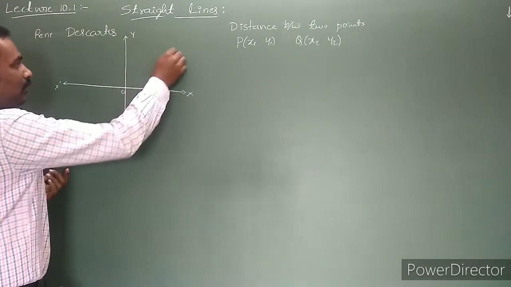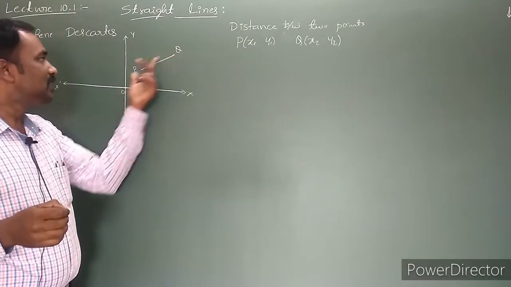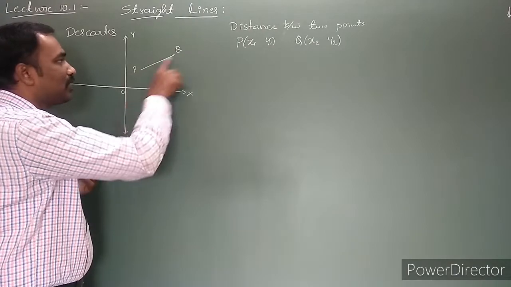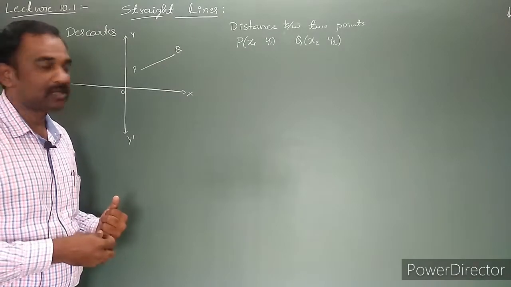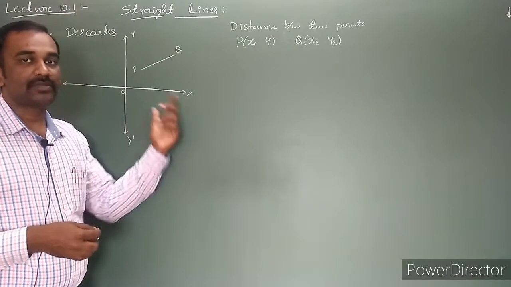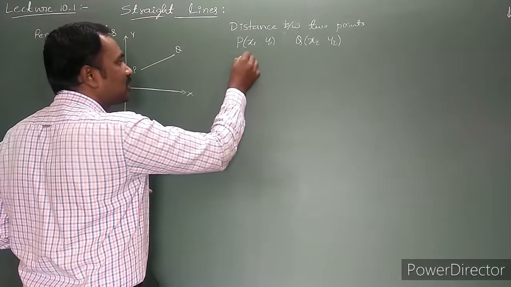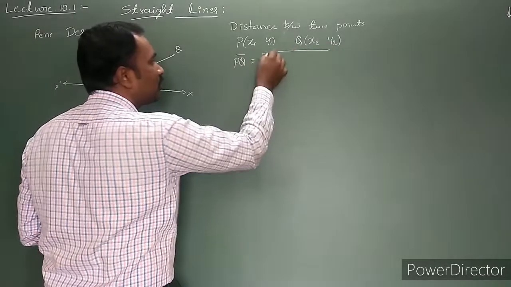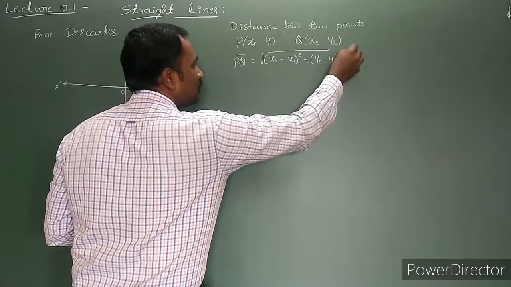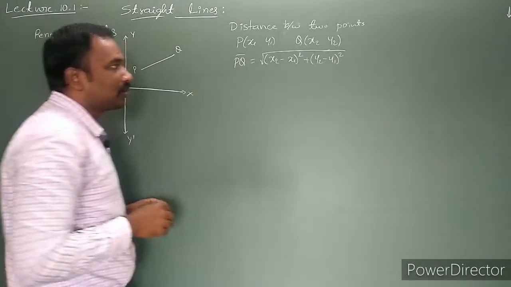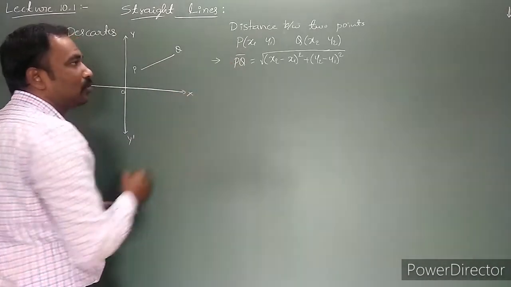However the points are, I am just typing PQ as a line segment. P has the coordinates x1, y1, z1 and Q has the coordinates x2, y2, z2. We need to find the distance between these 2 points. I think I have already recorded these things once in a bridge course, so once again I am going to write it. What is the distance PQ? PQ is equal to the root of (x2 minus x1) whole square plus (y2 minus y1) whole square. This is the distance between the 2 points.